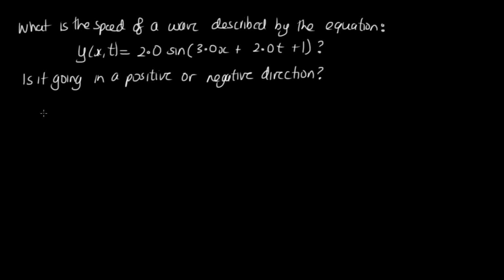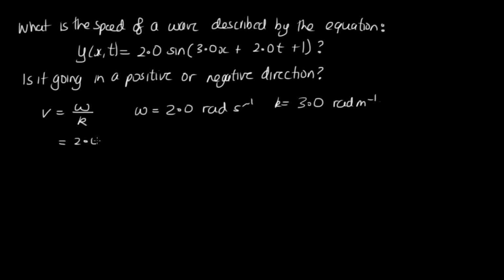Okay, so to answer this, we'll need to use our equation v is equal to omega over k. Now, omega in this case is what's in front of the t. So omega is equal to 2, and that's in radians per second. And k, that's what's in front of the x. So that's equal to 3, and that's radians per meter. So now, substituting in, we've got 2 radians per second over 3 radians per meter. So you can see that's going to be 2/3 or 0.67 meters per second as the speed.